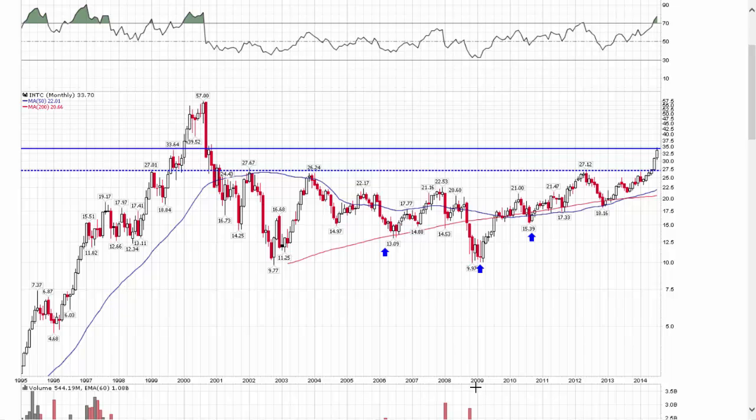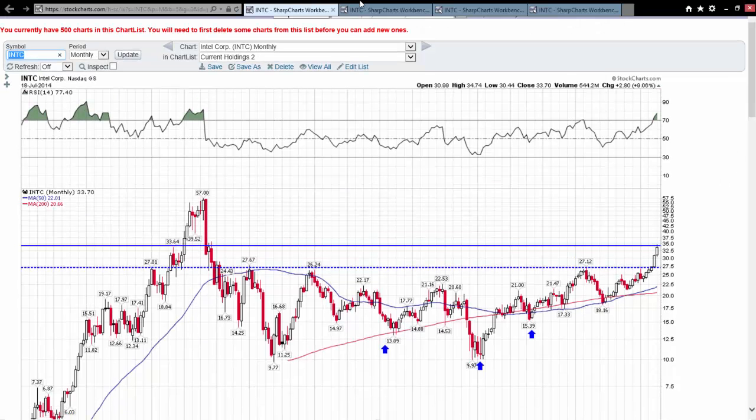Also, before I drill down to the weekly chart, I want to point out we had an inverted head and shoulder setup. Here's your left shoulder, head, right shoulder. This setup spanned from 2006 to 2014, where we finally broke out of your neckline. A very, very powerful chart here, folks. No doubt about it. So now let's drill down to our weekly chart.